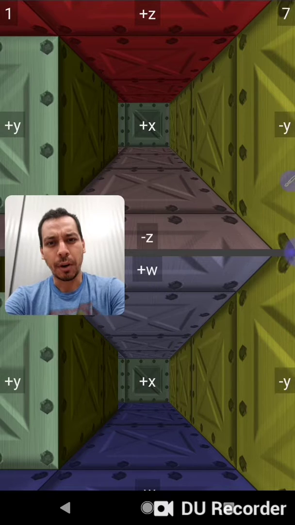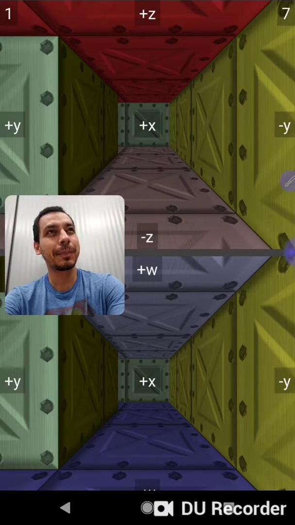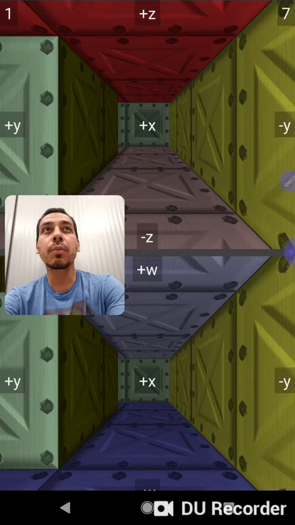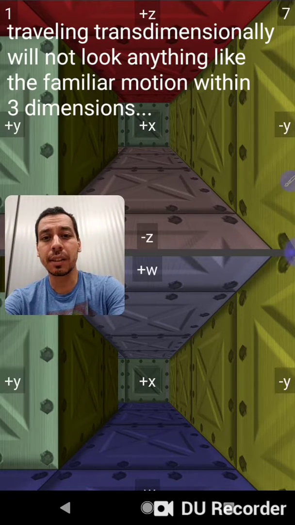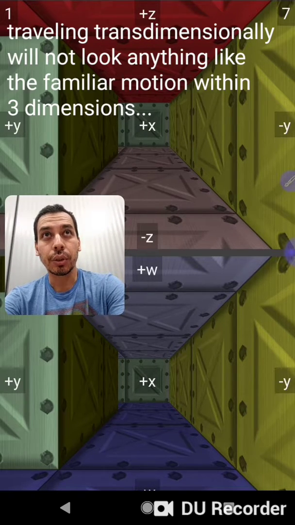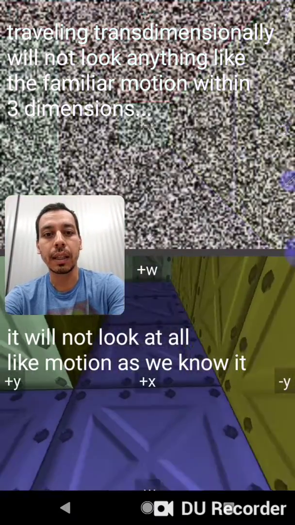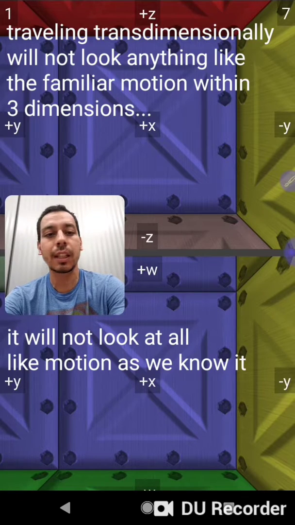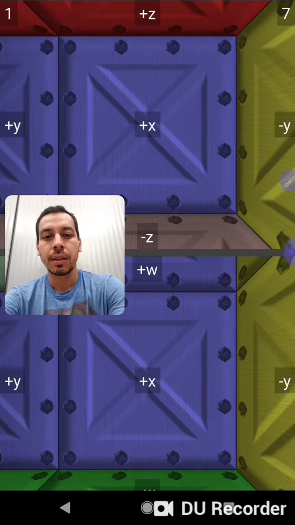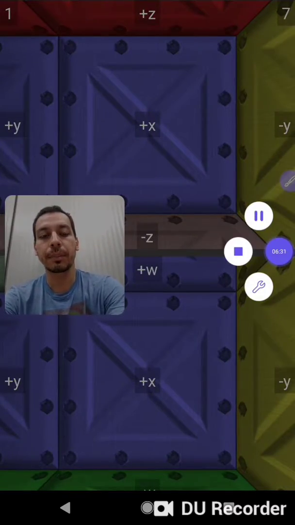What does that mean as far as traveling transdimensionally? I mean, it doesn't really look like you're going anywhere. It doesn't really look like you're walking anywhere. You're traveling to a higher plane, but in the physical world, it just looks like you're staying in the same spot. So that's one way to visualize the fourth dimension. It just looks like you're staying in the same spot.